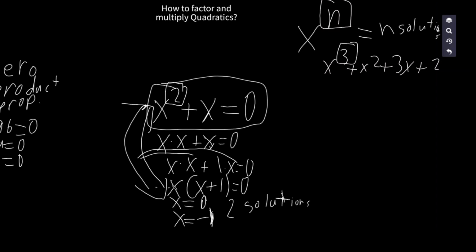So basically, let's just review how we solved for x. We took a quadratic, and then we reduced it down to products, and that step is called factoring. And then we can use the zero product property to solve for x.